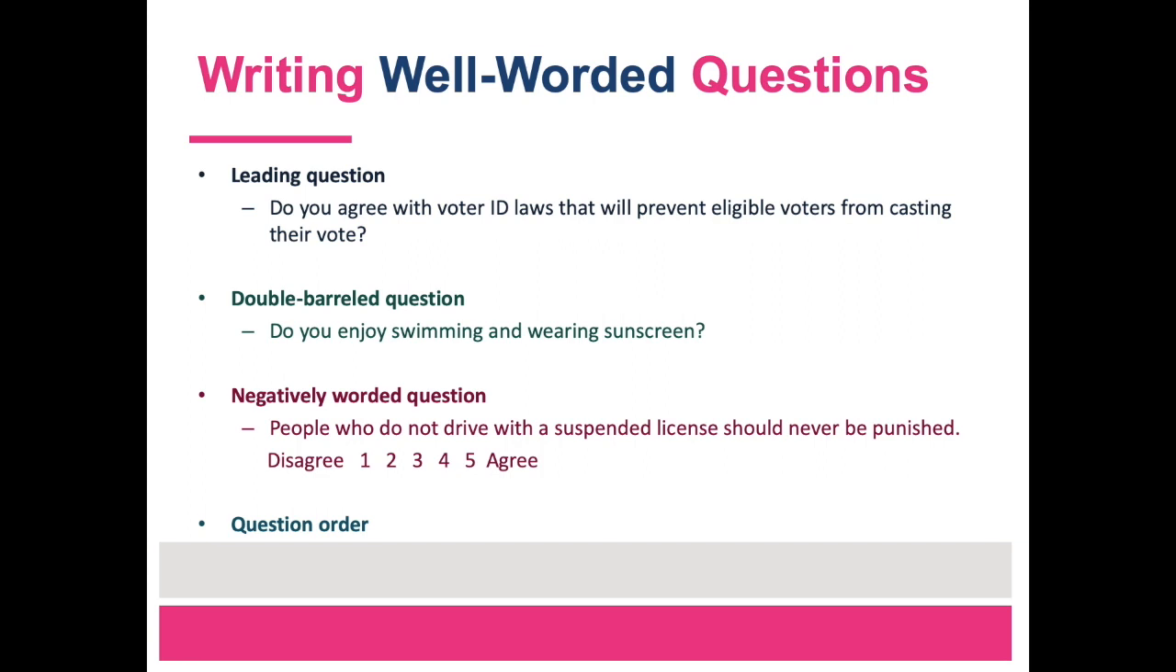Here's an example. Do you agree with voter ID laws that will prevent eligible voters from casting their vote? That kind of question is leaning in one direction. It's pushing you by saying it will prevent eligible voters from casting their vote. It's not talking about the other side of why you would maybe agree with the voter ID laws. It just presents this negative side. So that's a leading question. These happen all the time. We see them in the news and the media quite a bit.